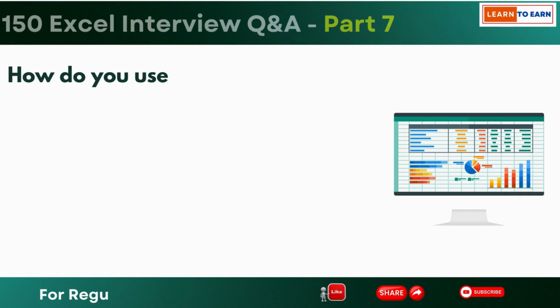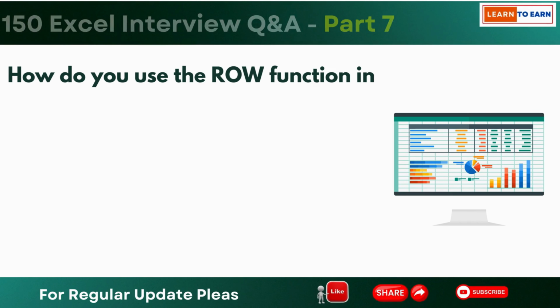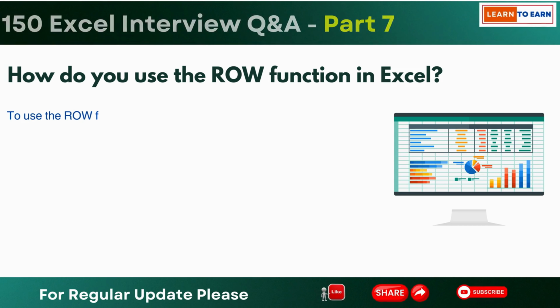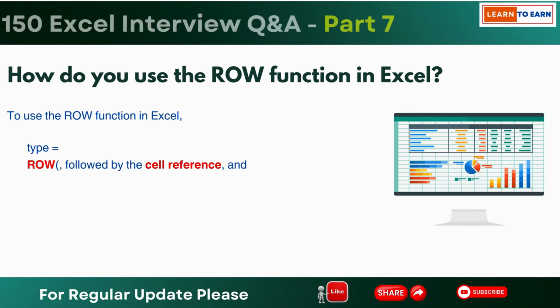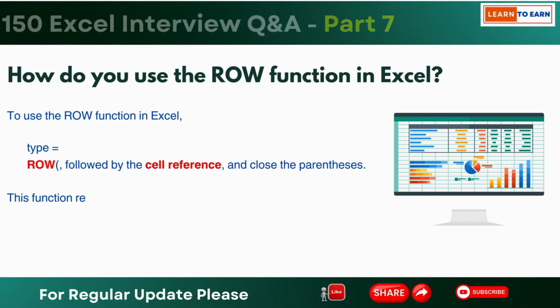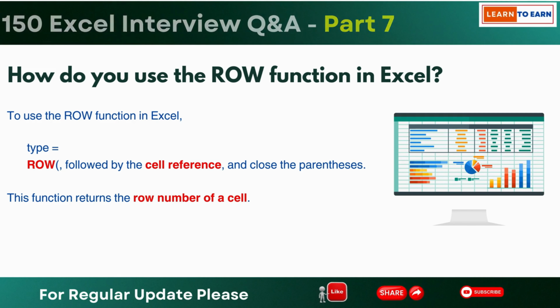How do you use the row function in Excel? To use the row function in Excel, type ROW followed by the cell reference and close the parentheses. This function returns the row number of a cell.